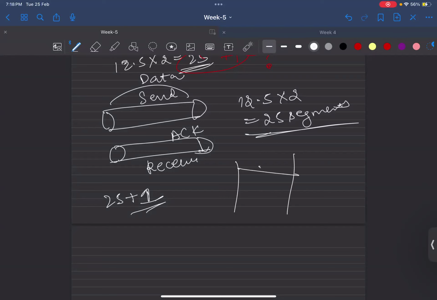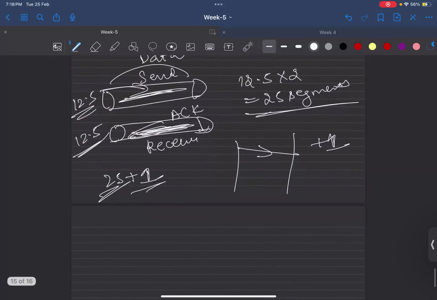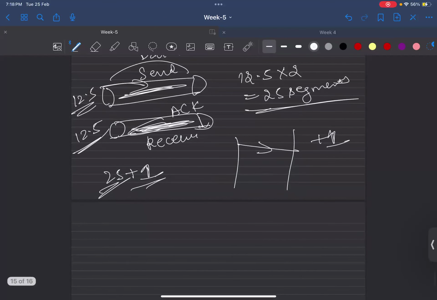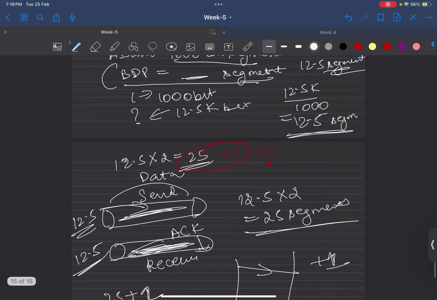Because when we are sending the first data, this acknowledgement pipe is basically empty. No acknowledgement is there. So 12.5 segments are here and 12.5 are here; that is why we got 25. But when we are sending the first one, this acknowledgement pipe is empty. That is why we say plus 1, because the last acknowledgement we'll get afterwards. That's why 25 plus 1. How many segments can be outstanding within this duration? That is basically 26 segments.